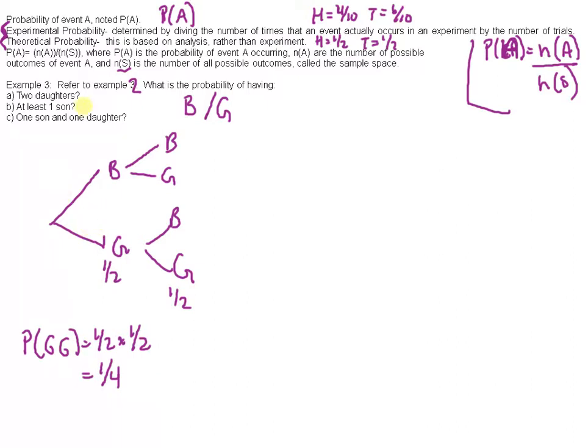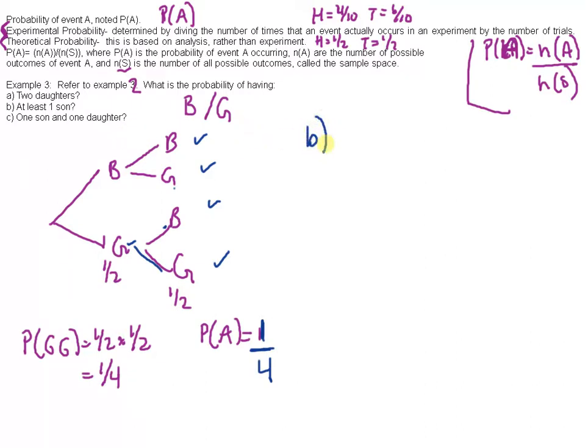Or we can use this formula here. Probability of event A happening is the number of times A happens. So this is 1, 2, 3, 4, 4 different situations. Boy boy, boy girl, girl boy, girl girl. So this happens 1 out of 4 situations.